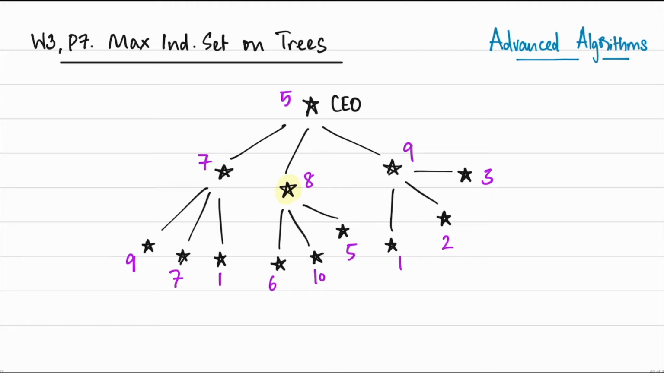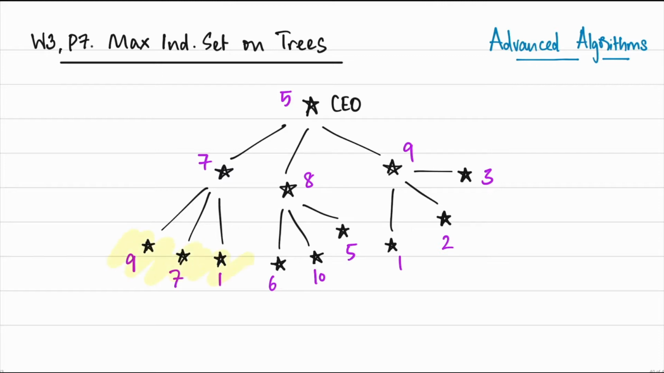So for example, you cannot invite the CEO along with any of their direct reports. So this would not be a valid invitee list. Similarly, you cannot invite these guys together, but you can invite these people together. That's not going to be a problem. Okay, so let's maybe do a couple of examples of invitee lists that would work.